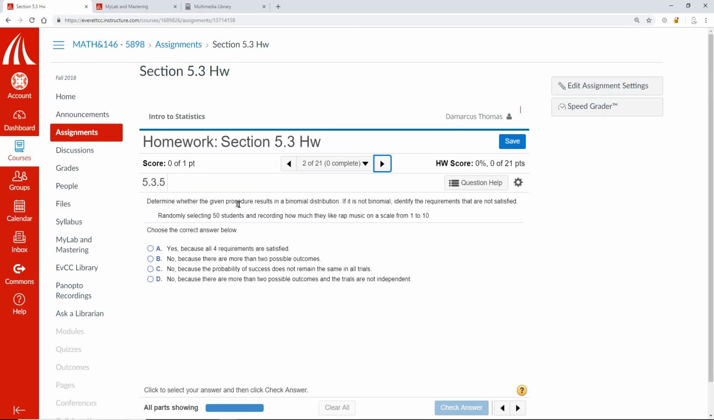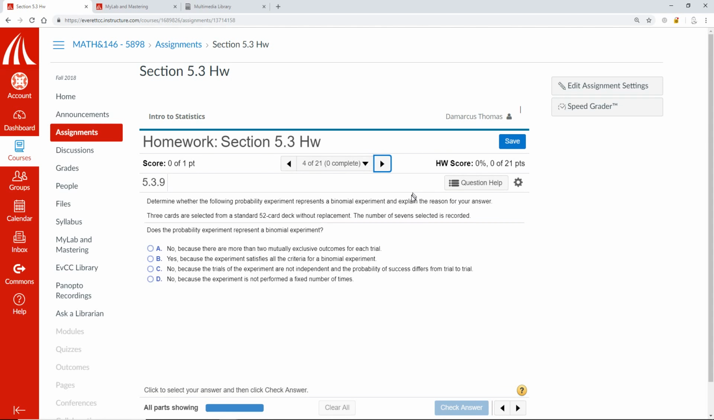Determine whether the given procedure results in a binomial distribution. If it is not binomial, identify the requirement that is not satisfied. So randomly selecting 50 students and recording how much they like rap music on a scale from 1 to 10. Okay. Remember, the outcomes should be either yes or no. So I guess it probably would be if they said between yes or no.